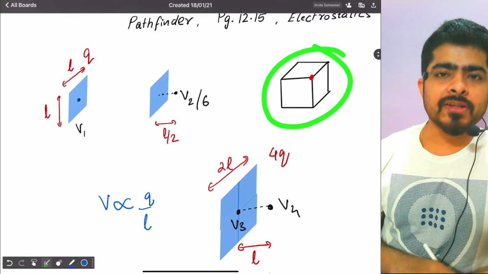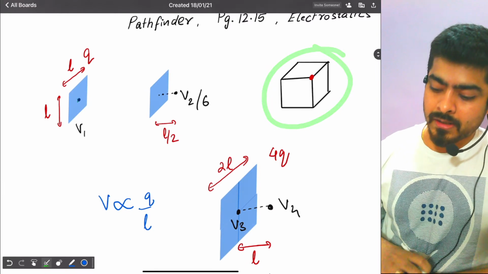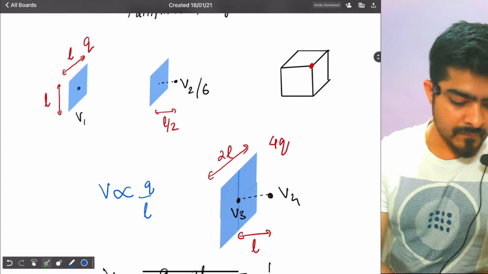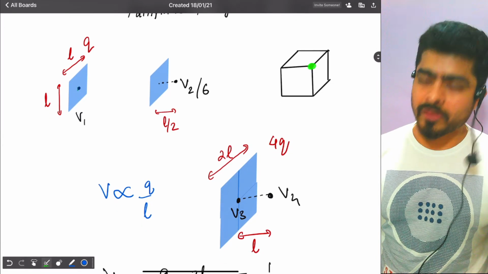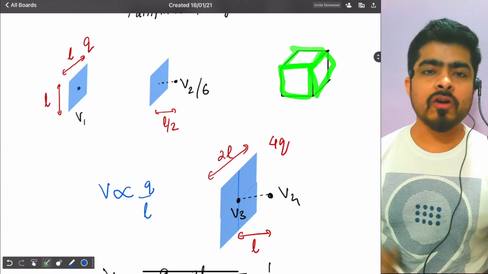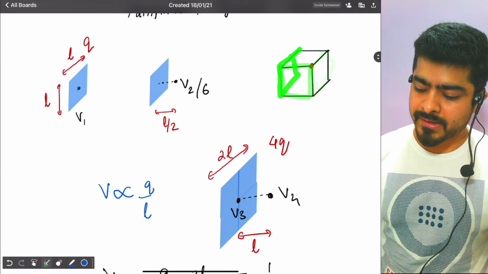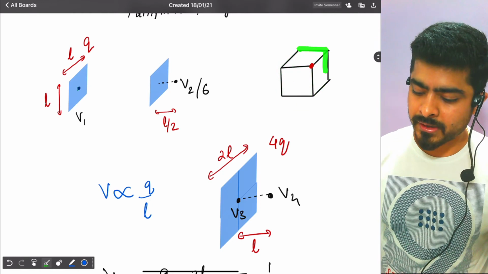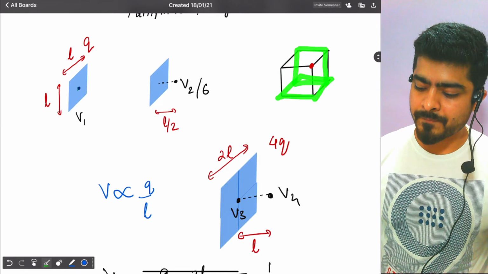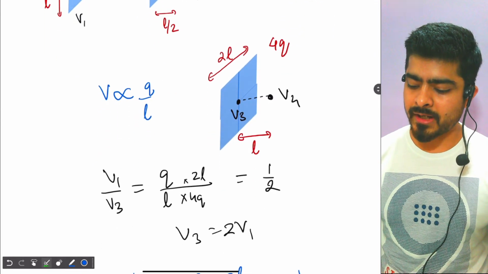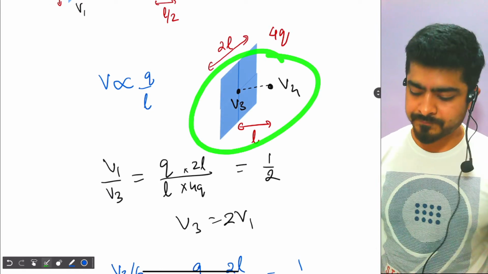Now, coming back to this cube. For this corner, we need to find the potential due to the three plates adjoining the corner and due to the other three plates, which are on the back side, opposite to the corner. You have to find the potential due to all these. So for that, again look at this situation.